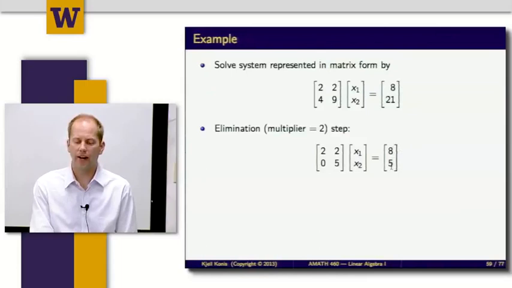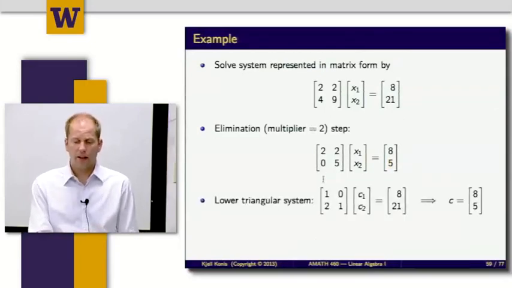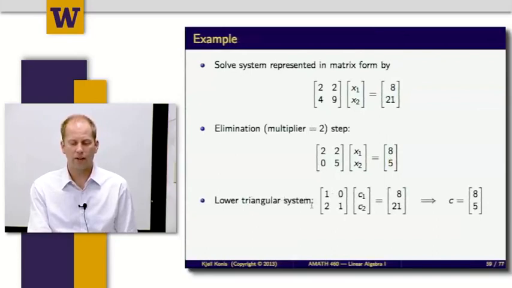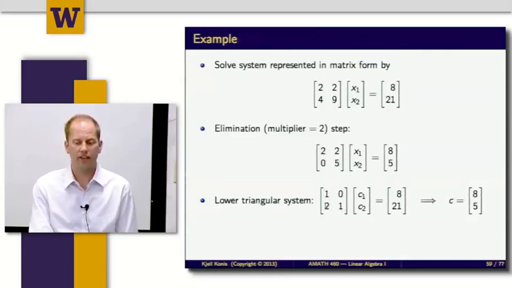And then I have to do the same thing on the right-hand side. So my 21 is going to get turned into a 5 because I'm going to subtract 2 times 8 from 21. So 21 minus 16 gives me 5. And if you look at what happened on the right-hand side, that's exactly what I get when I solve my lower triangular system here. So my L is going to be the identity matrix, and then the multiplier from my one elimination step. My elimination step had a multiplier of 2 because I subtracted twice the first row from the second. So my L matrix is going to be identity with a 2 in the 2,1 position.